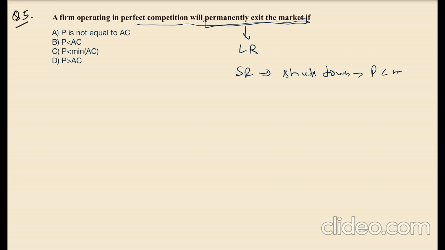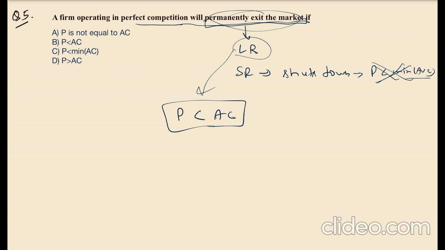In the short run, we decide that the firm will shut down if the price is less than the minimum of average variable cost. But this thing we will not discuss here, because now we are more concerned about the firm permanently exiting the market. Naturally, this will happen when the price at which this firm is selling becomes lower than the average cost, isn't it? Because in the long run, the funda is very clear: if you are making losses, then just exit that industry, because there is no sense to continue in that industry in the long run if you are making losses. So if price is less than average cost, you should just exit the industry. Therefore, the answer should be option B, that is, price less than average cost.